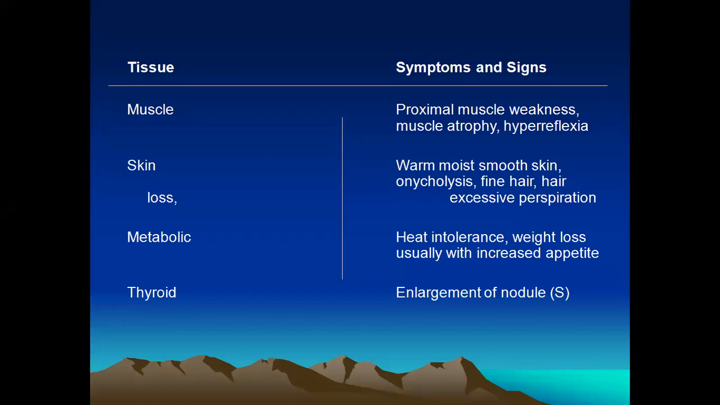Then, due to metabolic heat intolerance, they feel very hot. Weight loss, usually with increased appetite, I told you. Thyroid gland, you may find enlarged nodules, or maybe multinodular, or maybe diffuse. So you have to see, usually goiter is there. Sometimes you will appreciate the nodules, or sometimes you will not appreciate the nodules.